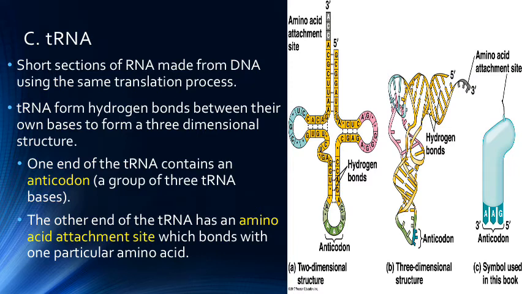Okay, so the short sections of RNA made from DNA using the same transcription process, the transfer RNA forms hydrogen bonds between their own bases to form a three-dimensional structure. The end that I talked about already, those green three letters on the bottom, carry the anticodon. The other end of the transfer RNA has an amino acid attachment site which bonds with one particular amino acid. So with that anticodon AAG, there's only one type of amino acid that will bind with that transfer RNA molecule.